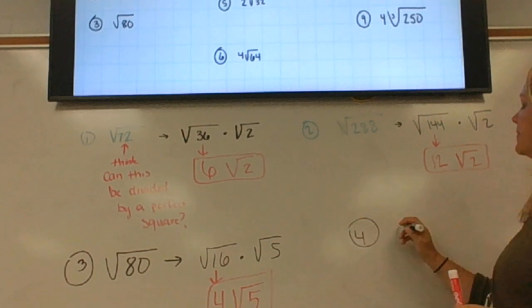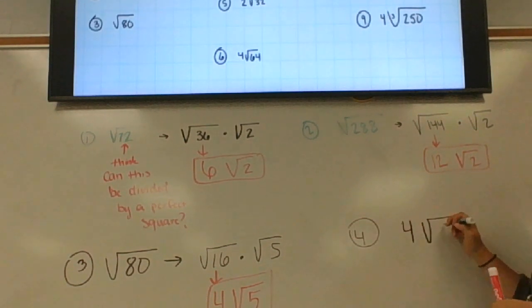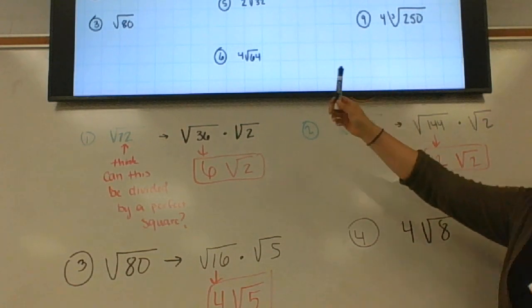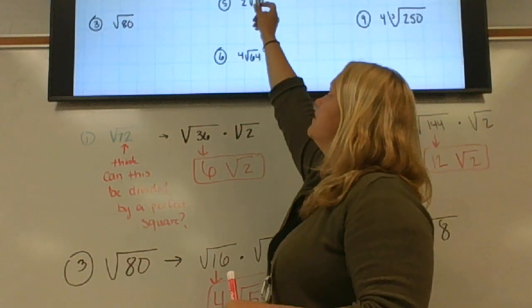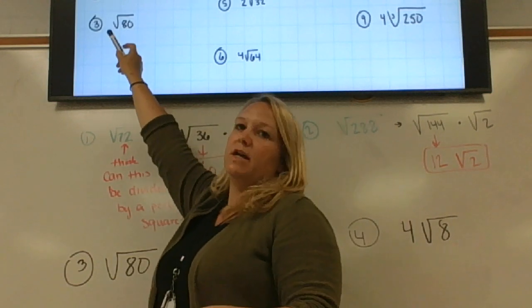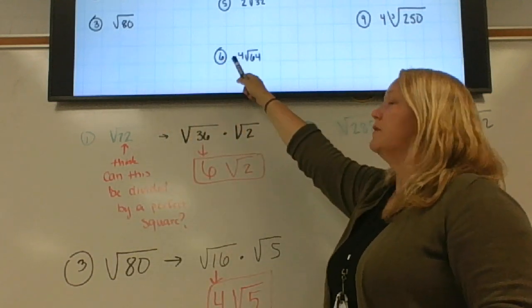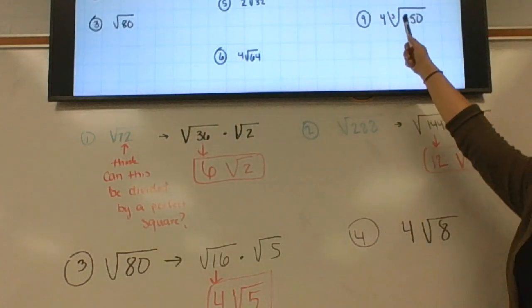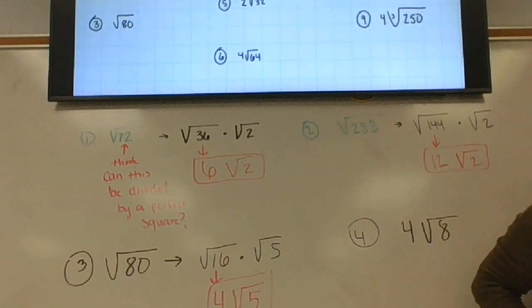Number 4. So this middle row is more complicated because of the numbers in front. The first row doesn't have numbers in front. The middle row does. The last row is cube roots. So it's definitely more complicated.